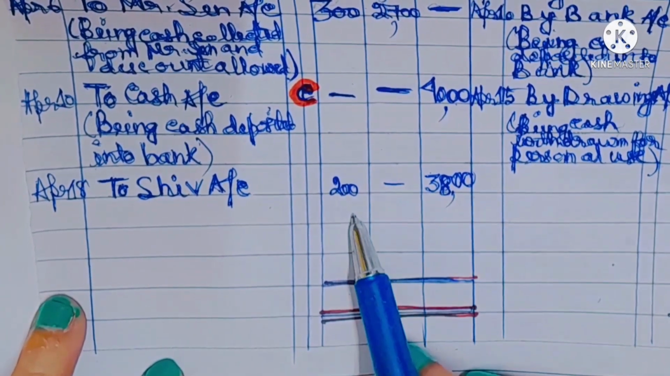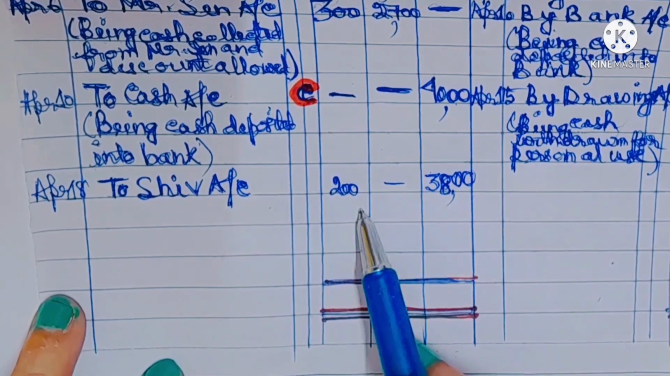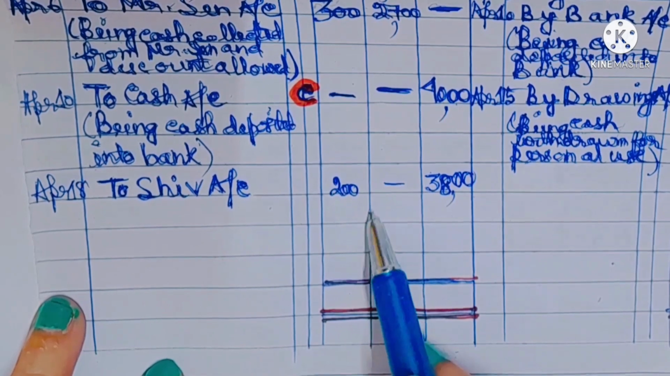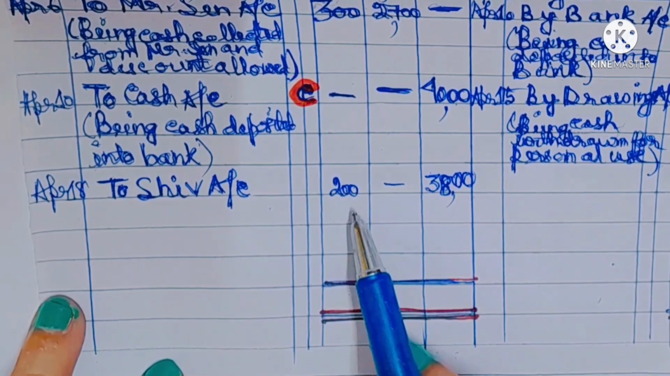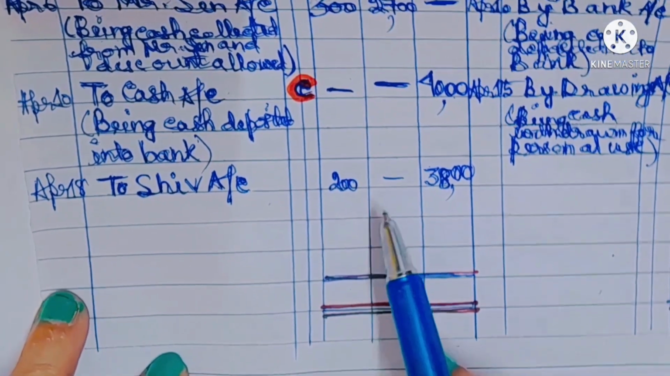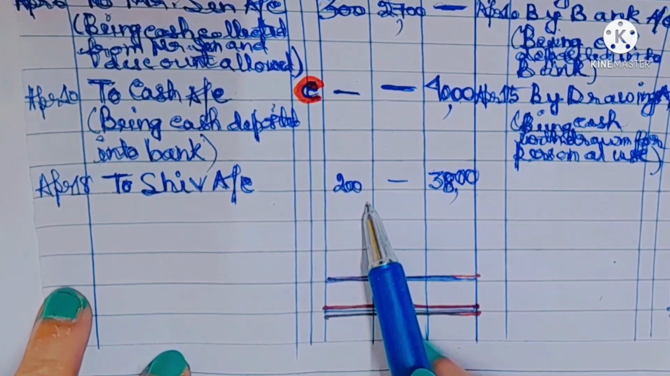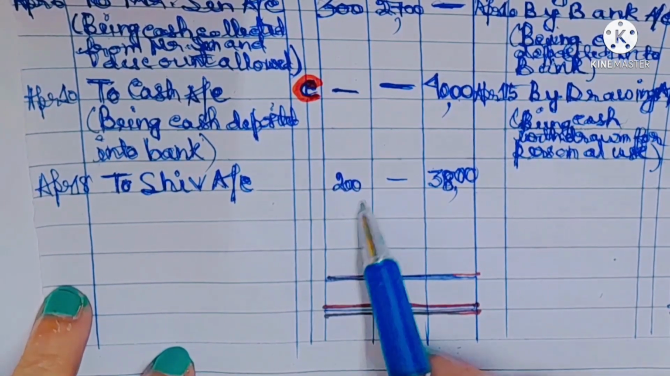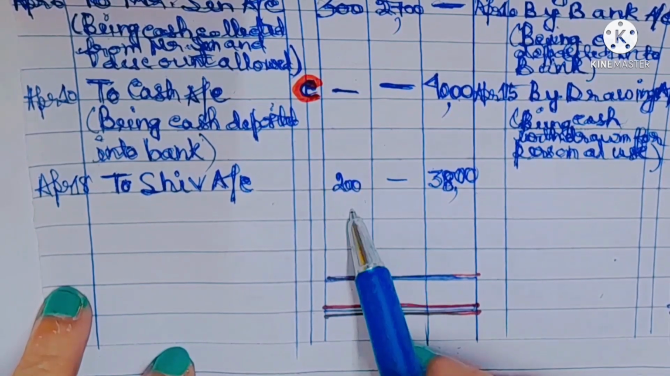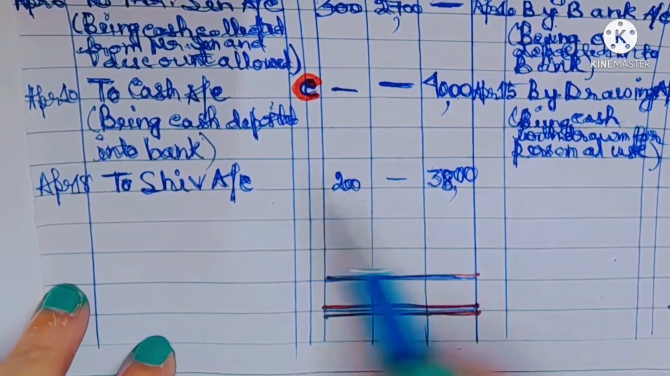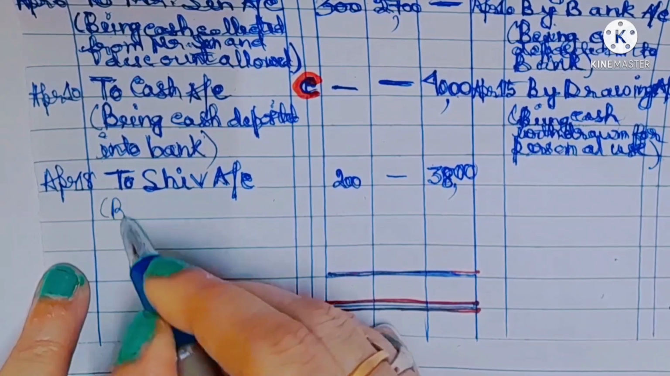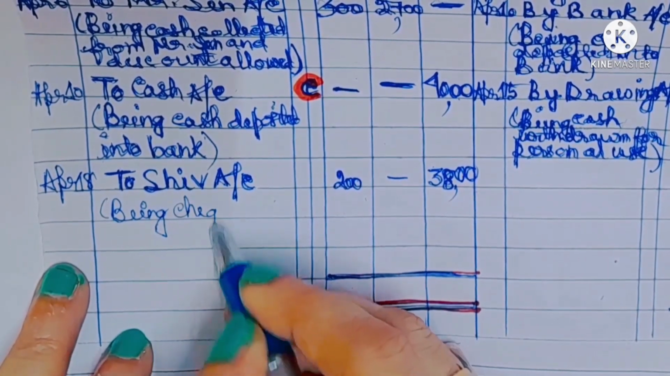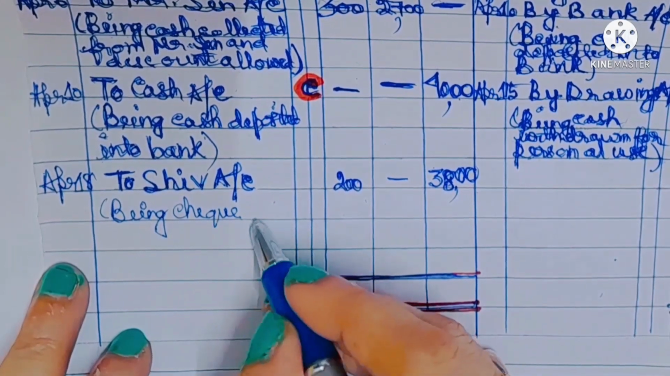Moreover, discount column represents discount allowed account. Discount allowed account comes under nominal account. According to nominal account, all losses and expenses debit. Here, when discount is allowed to Shiv, this is a loss for the business. So, discount allowed account will be debited by rupees 200. Okay. So, let me write down the narration. Being check received from Shiv and discount allowed.